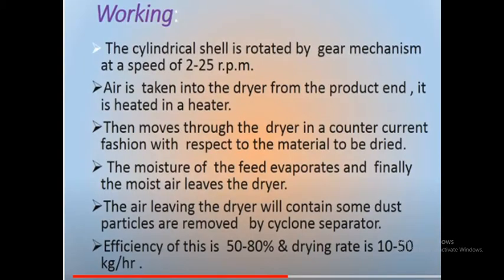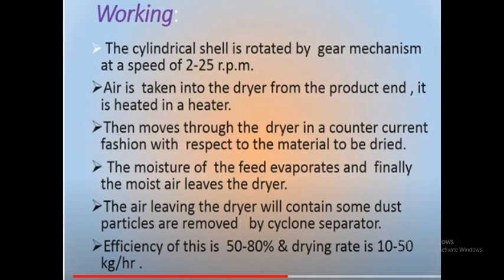Working of rotary dryer. The cylindrical shell is rotated by a gear mechanism at a speed of 2 to 25 revolutions per minute. Air is taken into the dryer and heated in a heater. Then it moves through the dryer in a counter current fashion, in the opposite direction with respect to the material to be dried. Moisture of the feed evaporates and finally the moist air leaves the dryer.